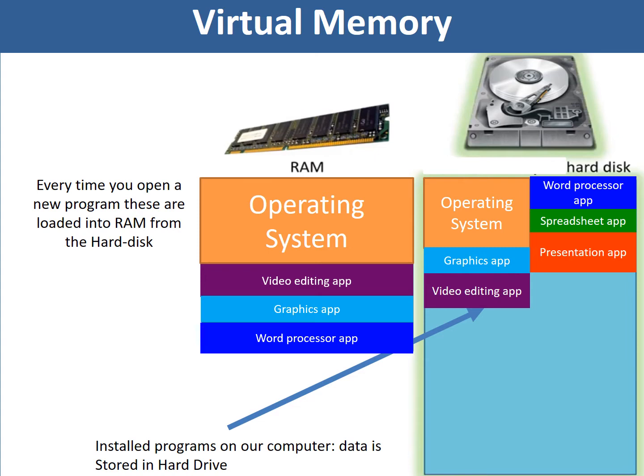When you start opening more applications or more programs, these are loaded into RAM. Here you can see we have a video editing app, a graphics app, and a word processing app in RAM. However, this might cause a problem. You can see my RAM is full. So let's have a look what happens when we wanted to open another program.